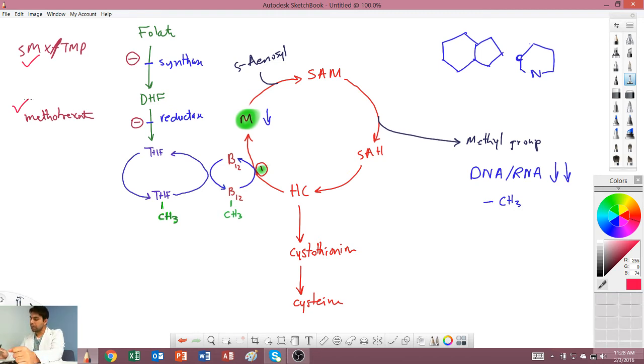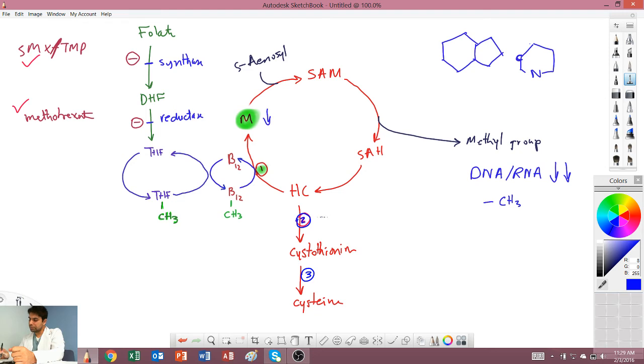Okay, so we're done with this. Reaction number 1 is very important, and reaction number 2 converts homocysteine to cystathionine. The enzyme should be known as cystathionine synthase. And there's enzyme number 3, which is cystathionine lyase.